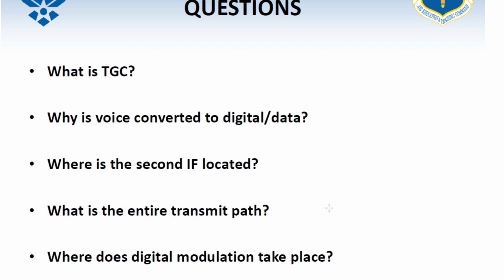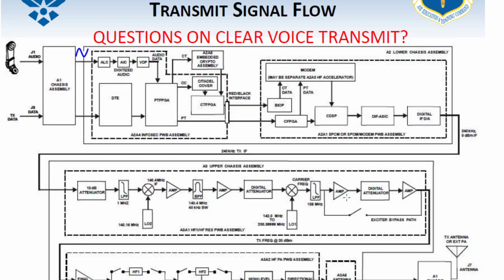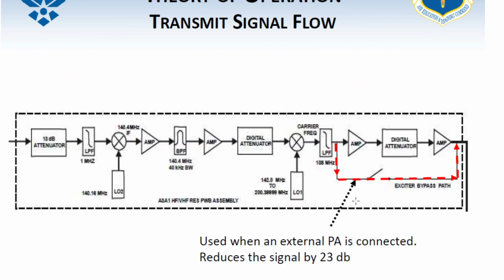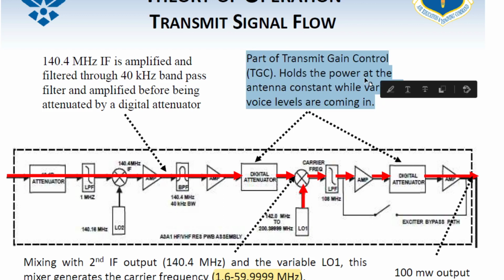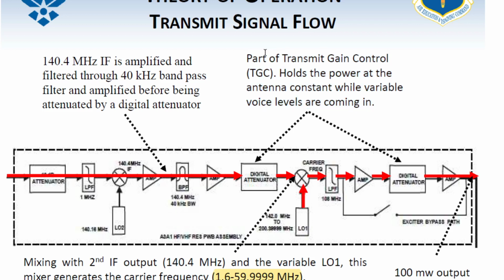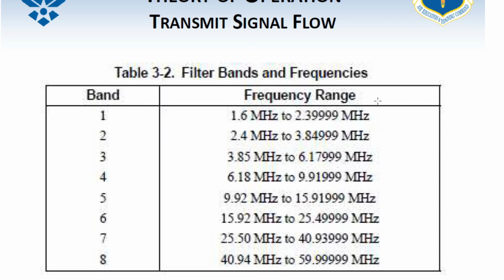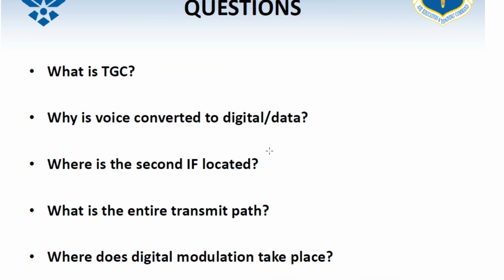Is the first thing time? Negative. Transmit gain control. It's transmit gain control. It holds the power at the antenna constant while varying voice levels come in. Here's your answer right here. You guys see this? It happens at the digital attenuators. All right, very good.